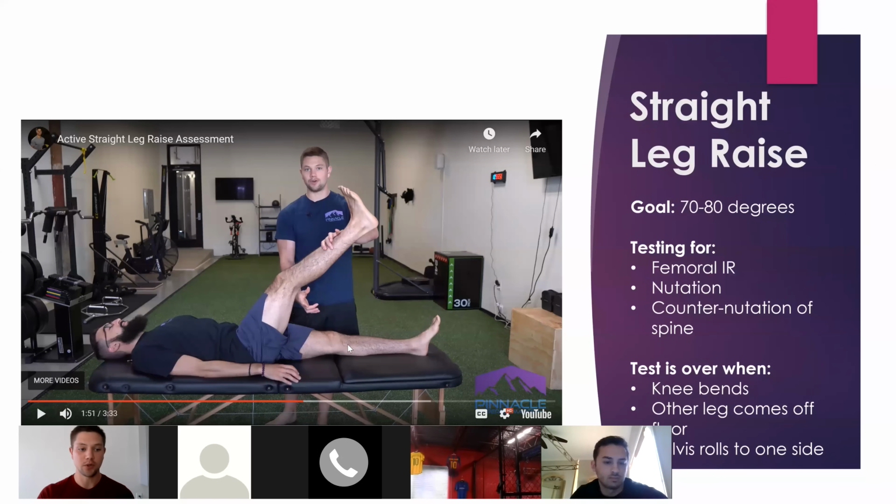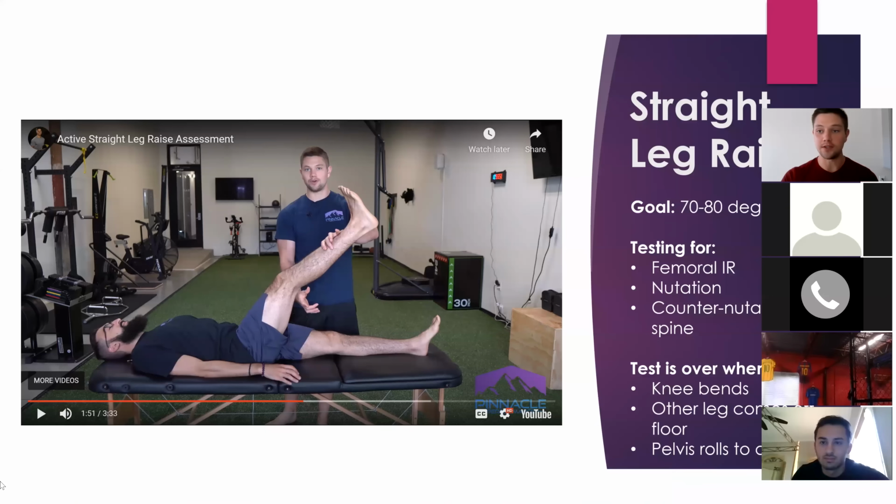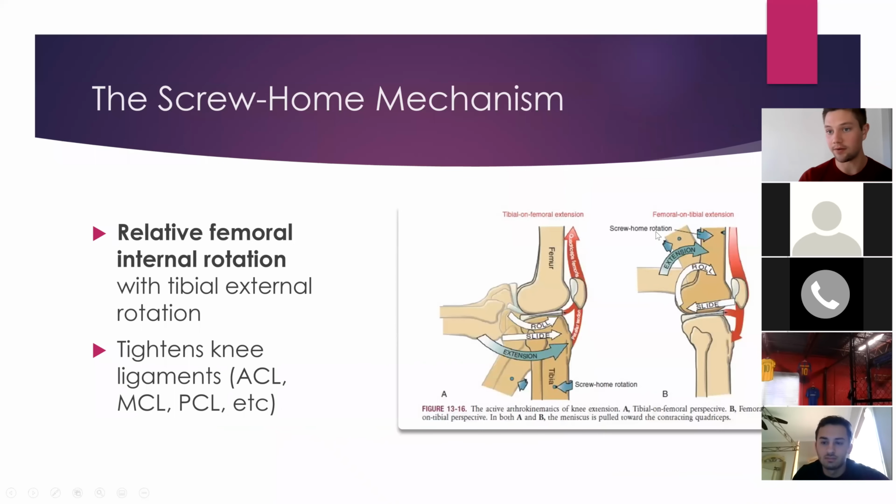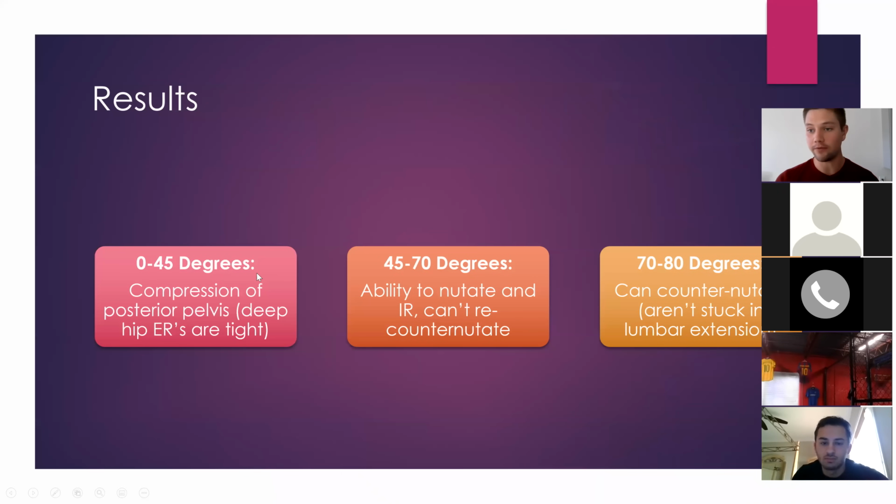So we need nutation to occur on this side. Now, if we don't, some people have a really limited straight leg raise. Some people have a 45-degree or less straight leg raise. That means that they have compression of the muscles, tightness of the muscles that are restricting their ability to create internal rotation at the pelvis. This would be your deep hip external rotators. Think about the muscles that are really small that are in here, potentially even your glute max to some extent. And that would be your butt grippers.